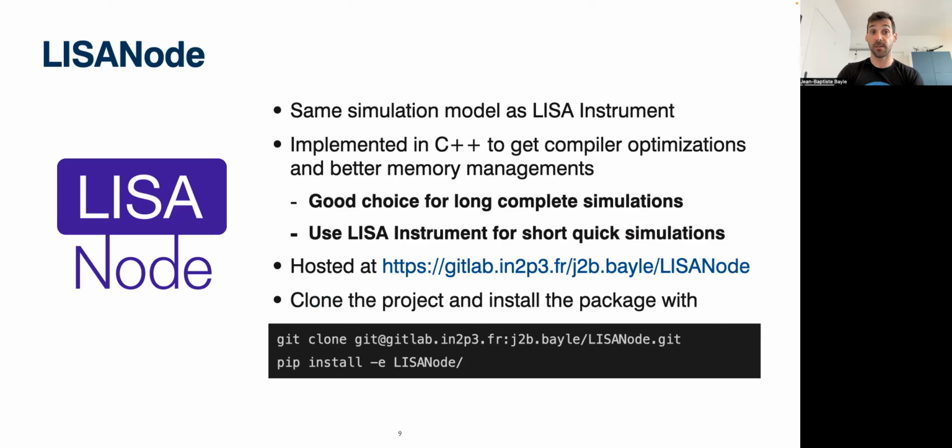LISANode shares the same simulation model as LISA Instrument. As we said, it's implemented in C++ so that we get compiler optimizations and better memory management. So usually it's a good choice if you want to run long simulations with a lot of different effects enabled. If you want to run short and quick simulations, I'd advise that you use LISA Instrument, as it's easier to install and easier to use. It's hosted at this address, and you can clone the project with git clone with the address here and install the package with pip install LISANode.